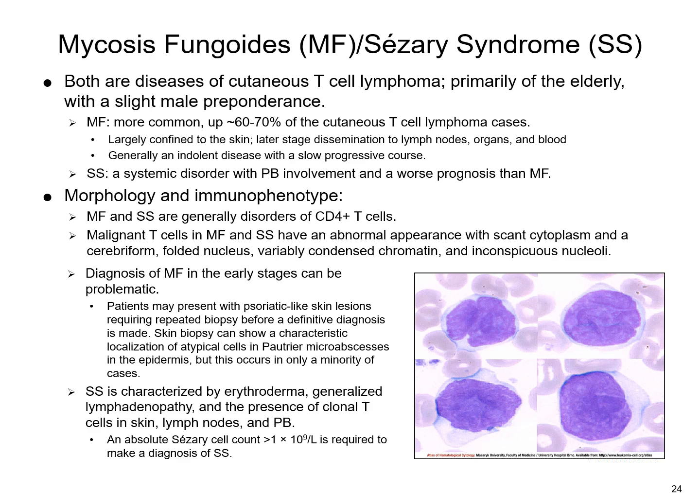Sézary syndrome is defined as a systemic disorder with peripheral blood involvement, and it actually has a worse prognosis than mycosis fungoides. Now, both of these are disorders of the CD4 positive T cells. What we see with the malignant T cells in both of these is that they have a very abnormal appearance with a scant cytoplasm, and they have the cerebriform or folded nucleus, which demonstrates a variable condensed chromatin with some very inconspicuous nucleoli.